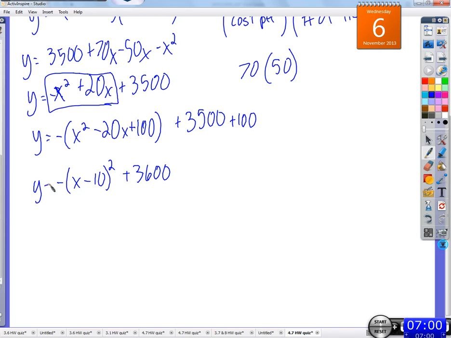That wasn't so bad. Now it's in vertex form. It wasn't even bad at all. Okay, so where's the vertex of this parabola, if we were to graph it?